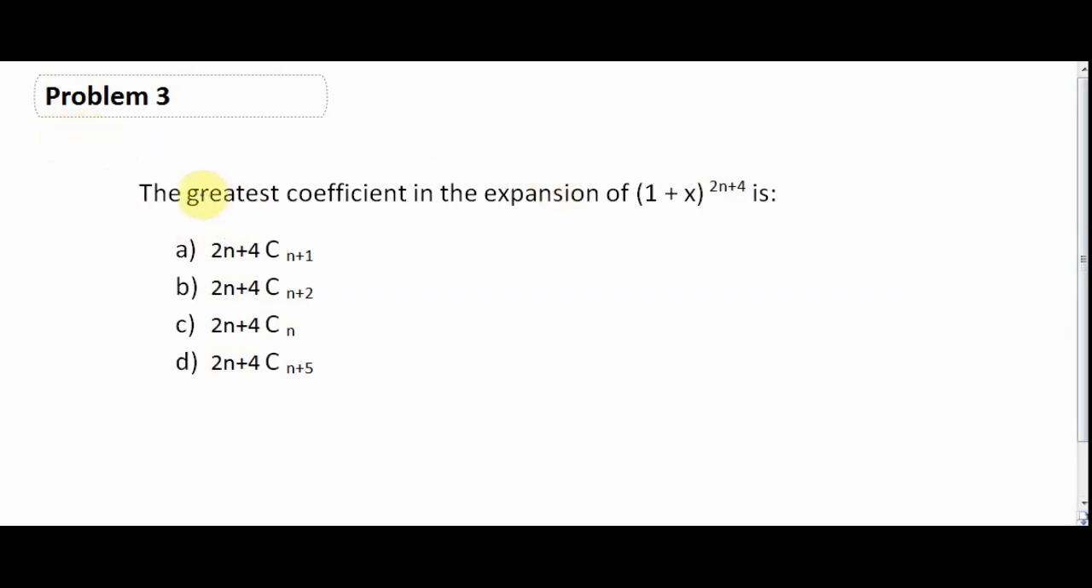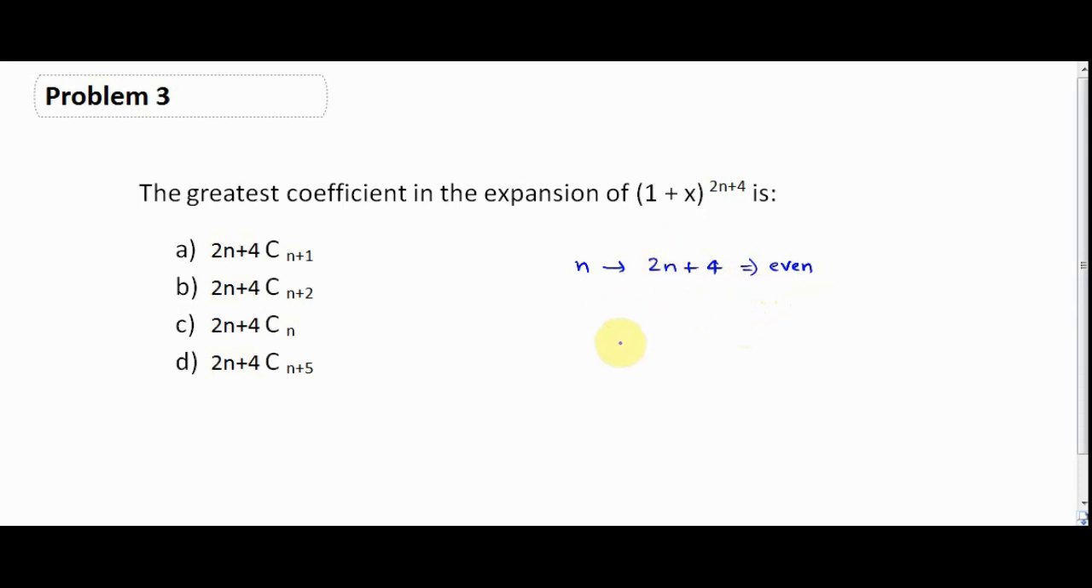Problem 3. The greatest coefficient in the expansion of (1 plus x) whole raised to 2n plus 4 is. So here in place of n, what we have is 2n plus 4. This n can be anything, anywhere between 1 to infinity. So 2n plus 4 will definitely be an even number. Here we are multiplying n with 2, that itself is an even number, then that is added with 4. So definitely 2n plus 4 will result in an even number.